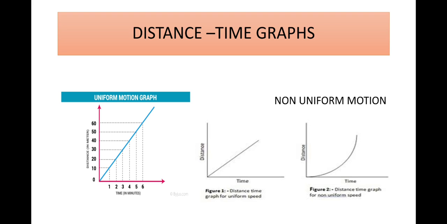Now here we see that the slope is constant. How is it constant? Because you can calculate that the change in y-axis is equal to the change in x-axis. That means 10 minus 0 upon 1, 20 minus 10 upon 2 minus 1, 30 minus 20 upon 3 minus 2, 40 minus 30 upon 4 minus 3. It will be constant. Non-uniform motion is where the distance is not changing equally with time, so the speed is not uniform, and the slope of the graph is not constant.